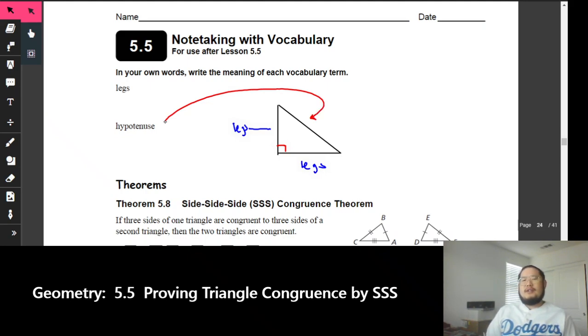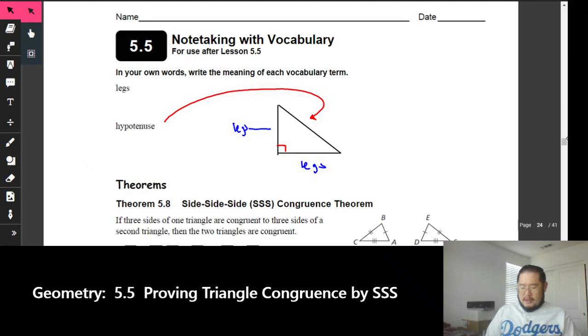Okay, so the hypotenuse is very specific. It's only in one spot, and that one spot is the side opposite of the 90-degree angle. In a right triangle, that side, the hypotenuse, is always going to be the longest side. So remember that: the longest side in a right triangle will be the hypotenuse. The two legs will be the smallest.